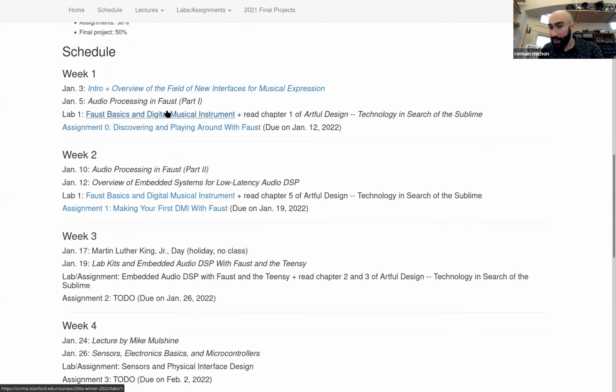So this is going to be the schedule for the quarter. The problem with winter quarter is that there are a lot of holidays, and we're pretty unlucky because they all more or less happen on a Monday, which means that we're going to have a lot of gaps in the schedule of the class. So on week 1, which is this week, today we're going to talk about the field of new interfaces for musical expression in general.